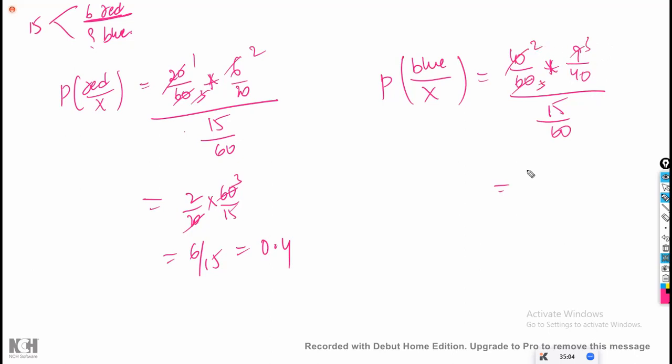That is 6 by 40 into 60 by 15. So that is nothing but, the zeros cancel, 36 by 60, which is nothing but 6 by 10, which is 0.6. Okay, final calculation is in whatever way you do the calculation as per your choice. Finally, the answer is 0.6.